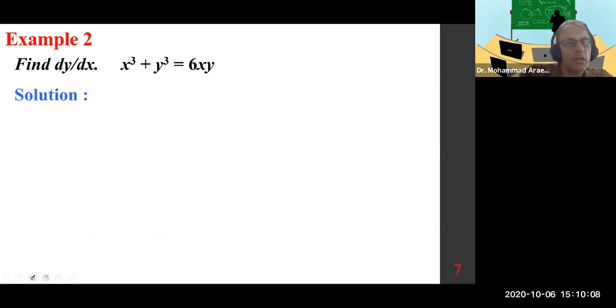We're going to move on, and basically we are going to practice x cubed plus y cubed equals 6xy. I think x cubed is pretty straightforward: 3x squared. But what about y cubed? What is the derivative of y cubed, class? Anybody? What would be the derivative of y cubed?